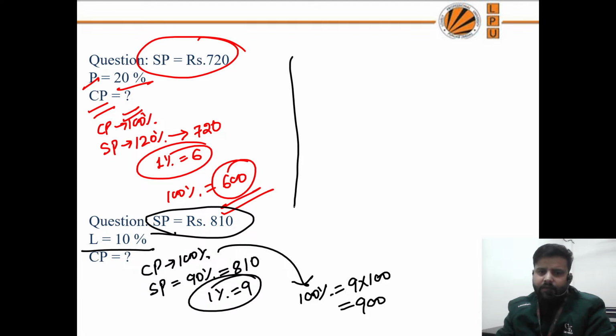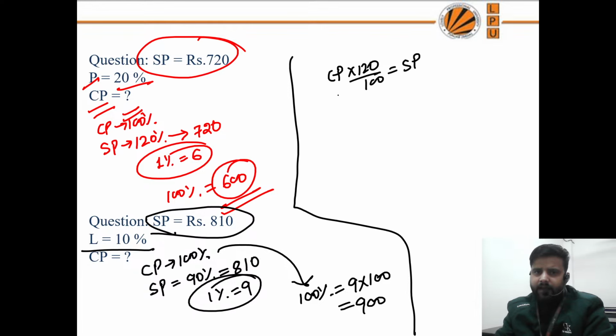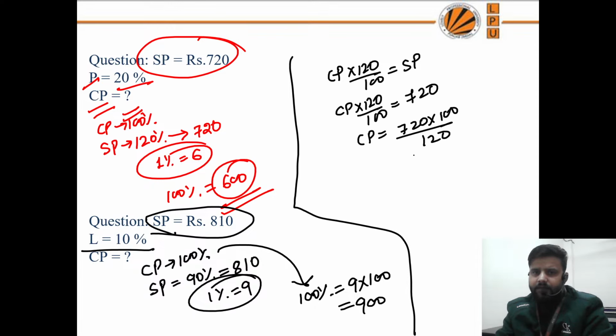And with method 2, you will write like this. CP, here the profit of 20% is there, so CP into 120 by 100 will be equal to your SP. SP is given to you in the question, so CP into 120 by 100 is equal to 720. So from here CP is equal to 720 into 100 by 120. So from here your CP is 600.